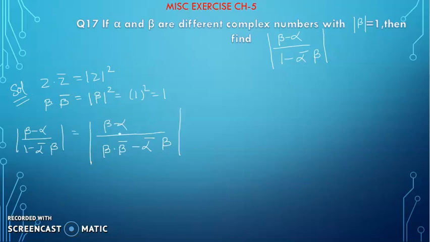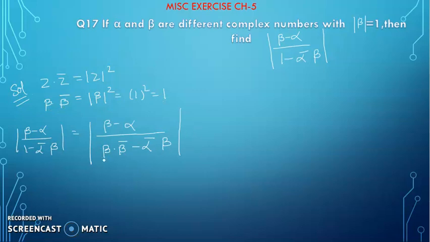Okay, students, still here clear? No doubt. This is beta minus alpha. Let me erase it. This is beta minus alpha only. No change here. We have just substituted the value of 1 from here. What is the value of 1? I'm repeating again: beta into beta conjugate.